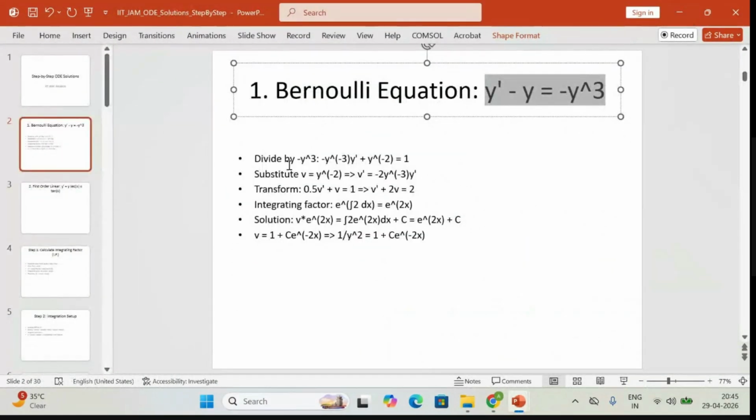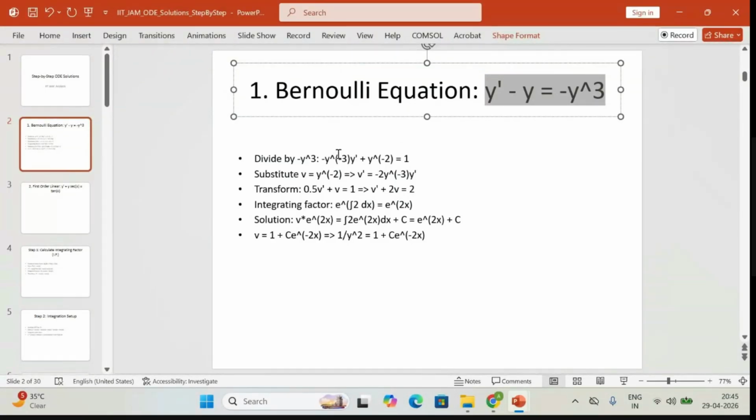First we divide by y to the power 3. Once we have that, we get minus y to the power minus 3 y prime plus y to the power minus 2 equals 1. Then we substitute v equals y to the power minus 2, so we get v prime as a function of y prime. Then we transform the equation in the variable v. This is the equation in the variable v, which we multiply by 2 to get a better looking equation. From here we get the integrating factor, the solution, and then the solution is known.